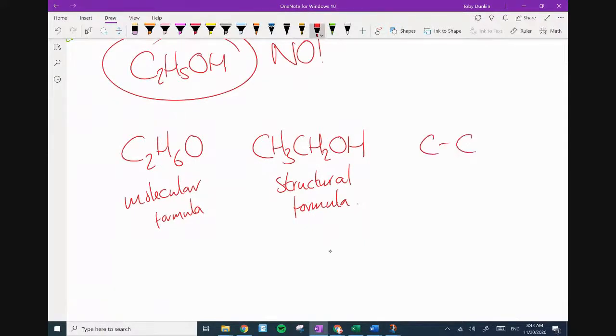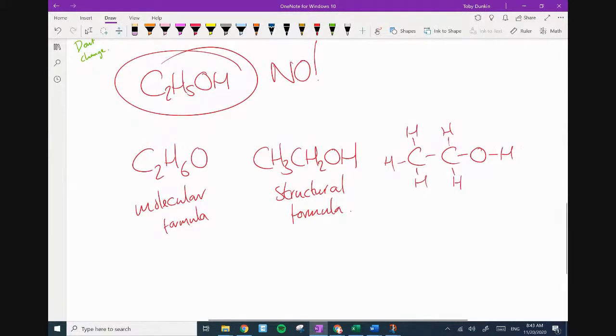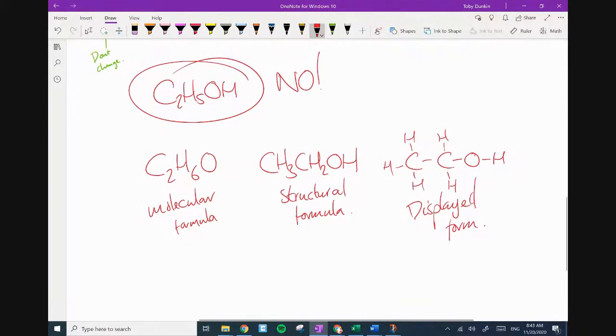The displayed formula, everyone knows the displayed. Most common mistake is people miss that bond. Watch out, it's the most important bond in the whole molecule. There is also empirical, but the empirical is the same as the molecular because there's only 1 oxygen. This is the displayed formula. I'm just going to put form, it's easier.